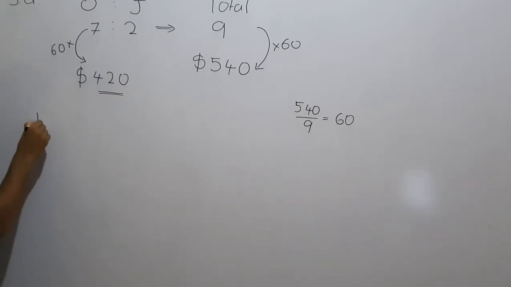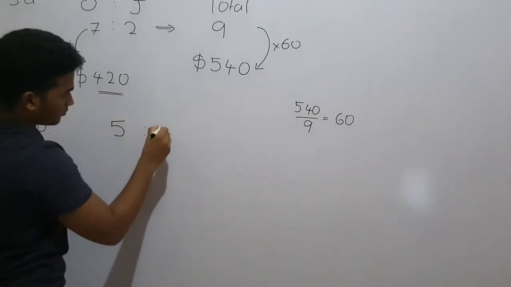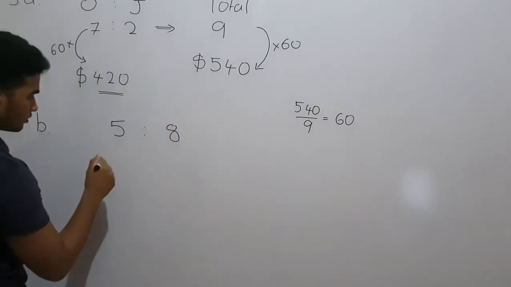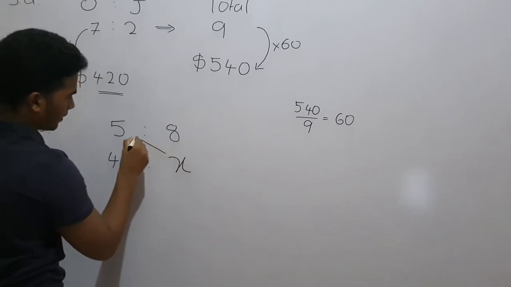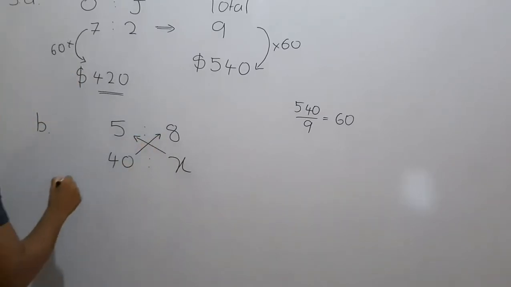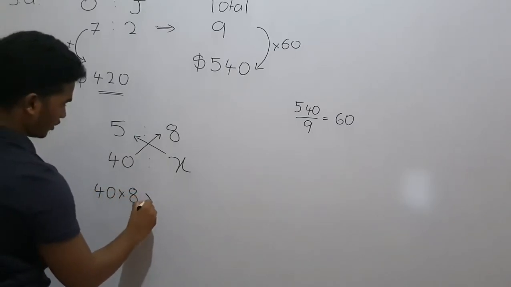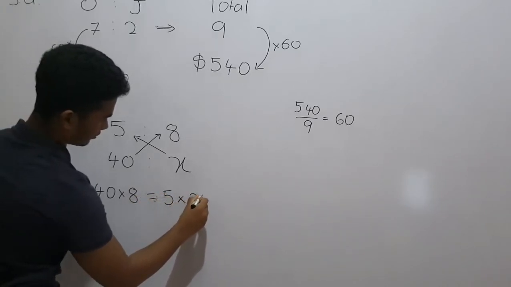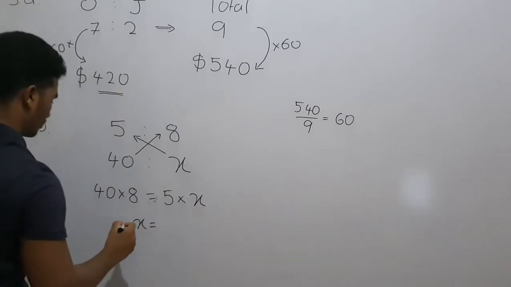Then part B, increase 40 in the ratio 5:8. So 5:8, and we should increase 40 in this ratio. So for 40, we can put x and then cross multiply. So 40 into 8 into 5 equals 5 into x. Divide both sides by 5, you are getting x as 64.